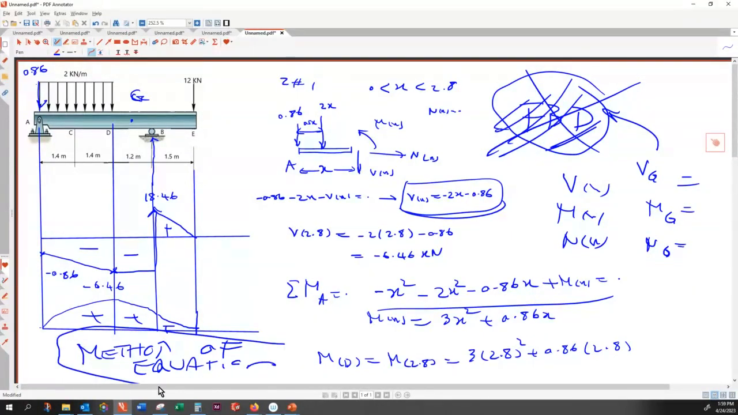So the method of equation is far easier than free body diagram if you want to derive the equation of X to find the variation of internal forces.